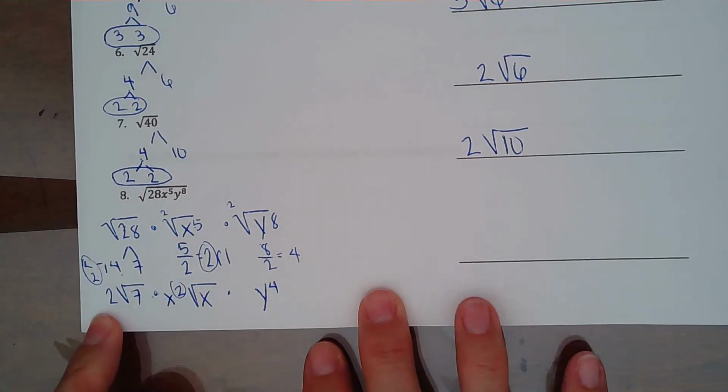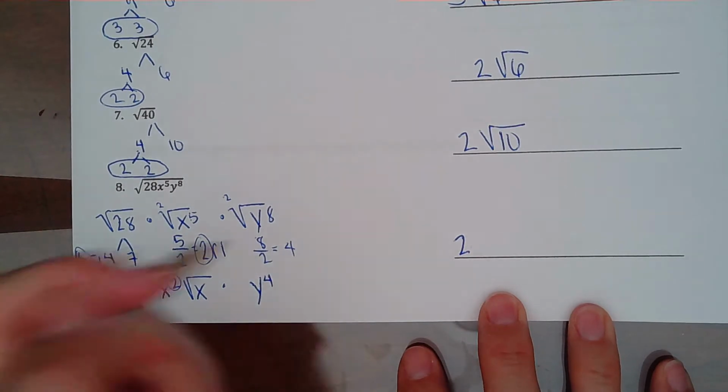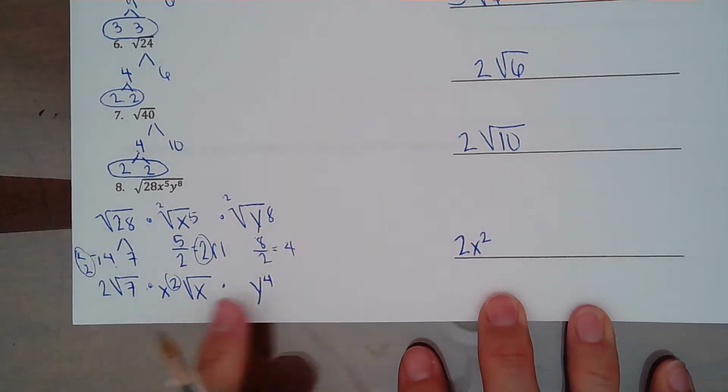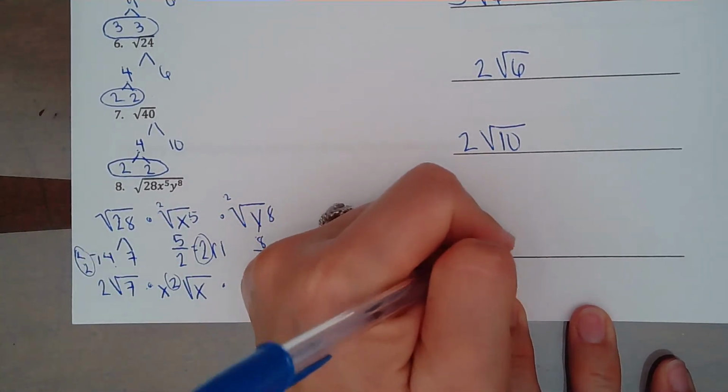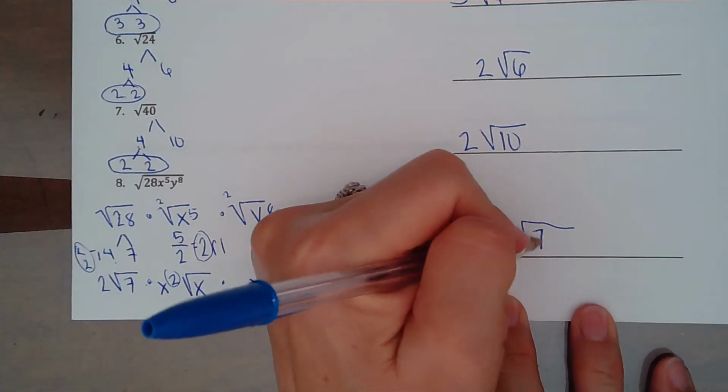And we simply multiply those back by each other. So 2 times x to the 2nd times y to the 4th. And whatever was in that radical will stay in that radical. So 7x.